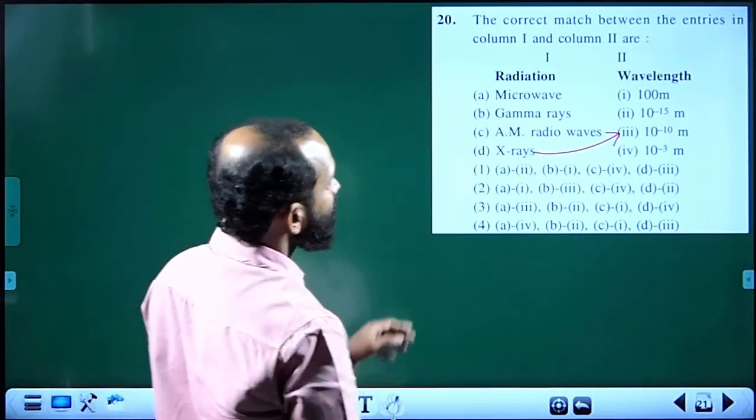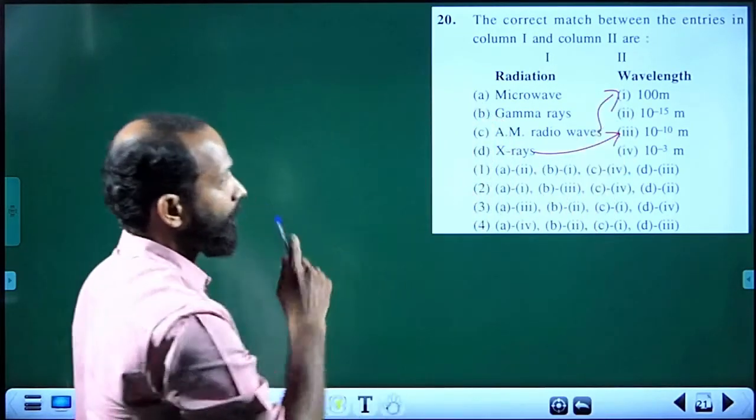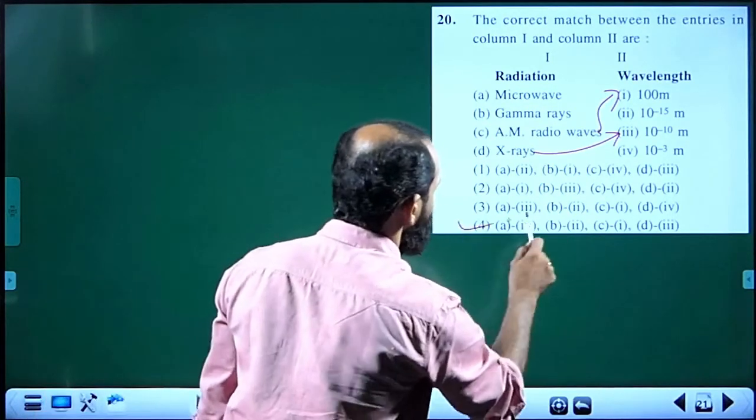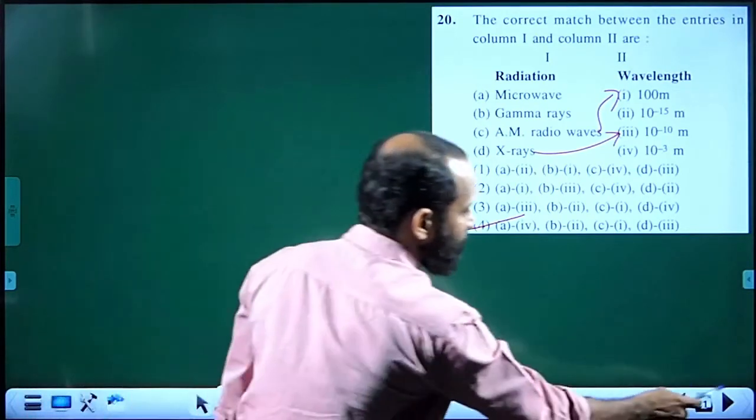Okay, now we see radio waves. Here radio waves are of a few meters, 100 meters. So, C should come with 1, C1. So, the correct answer is D. You can verify the rest of the values also, very simple one.